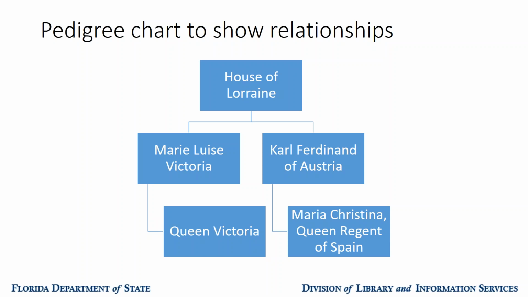So why is it that Maria would have sent a letter to Queen Victoria? Well, it just so happens to work out that when we pull up the pedigree chart, we see that Queen Victoria and Maria Cristina are cousins. And they're cousins through the House of Lorraine, which is a royal family house.